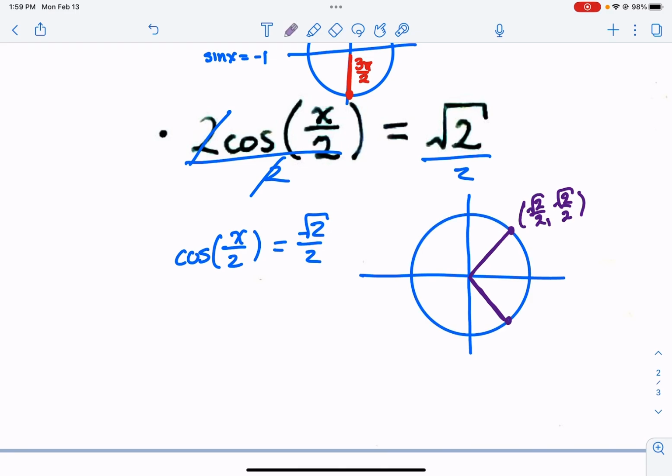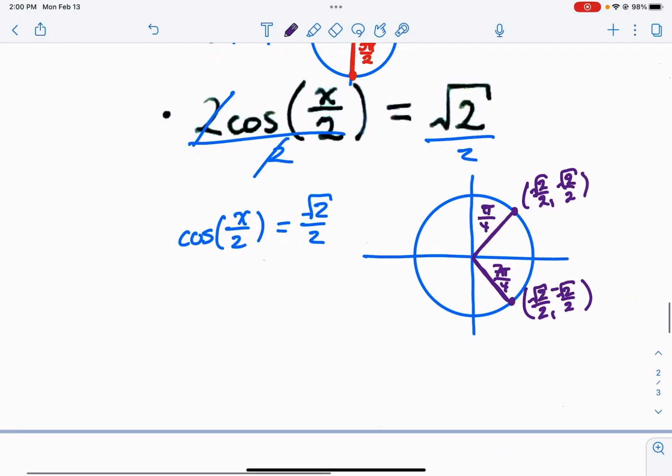Radical 2 over 2, radical 2 over 2. Oh, sorry, the y-coordinate is negative there. But the point is, those are my two angles. So this one over here is pi over 4. This one over here is 7 pi over 4. All right, are those my answers? No. No, they are not.